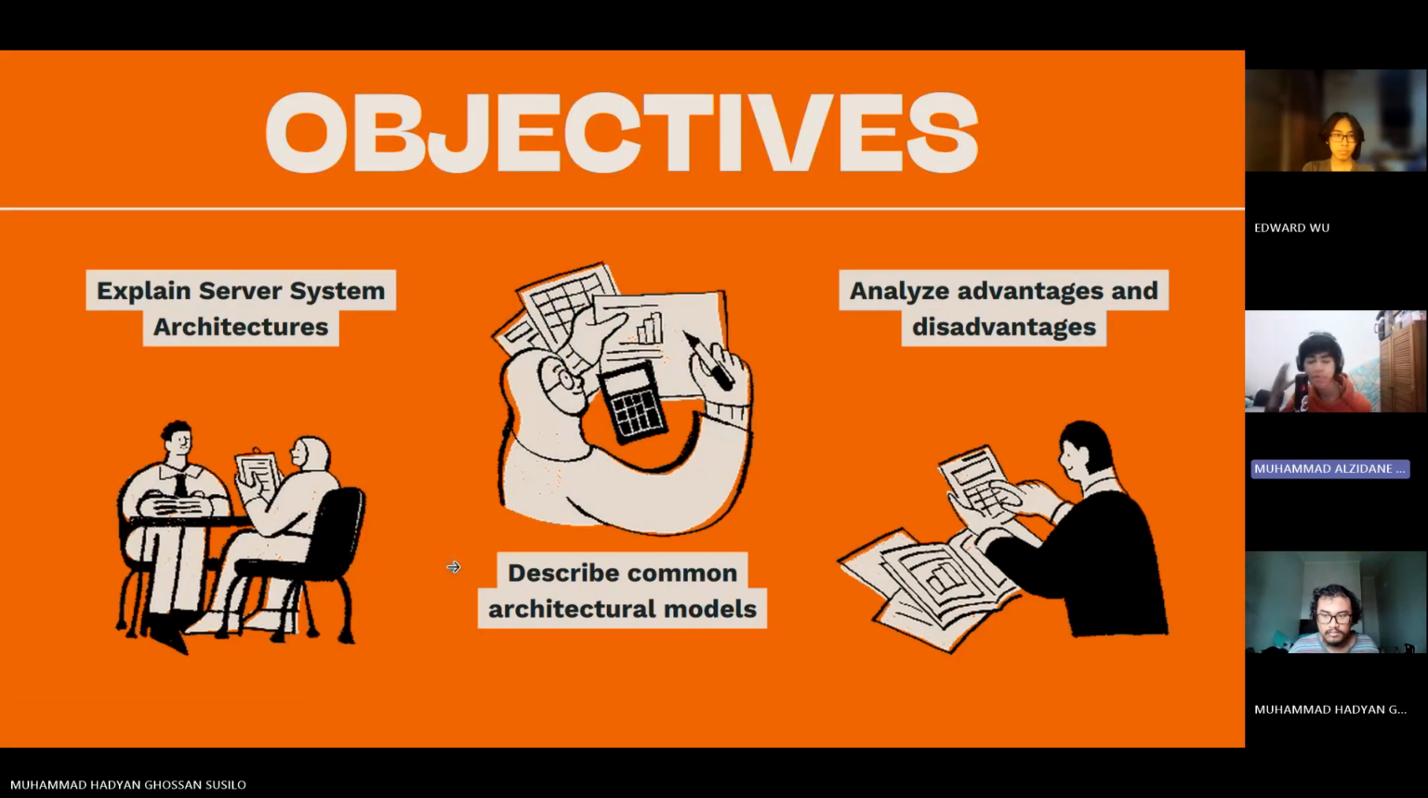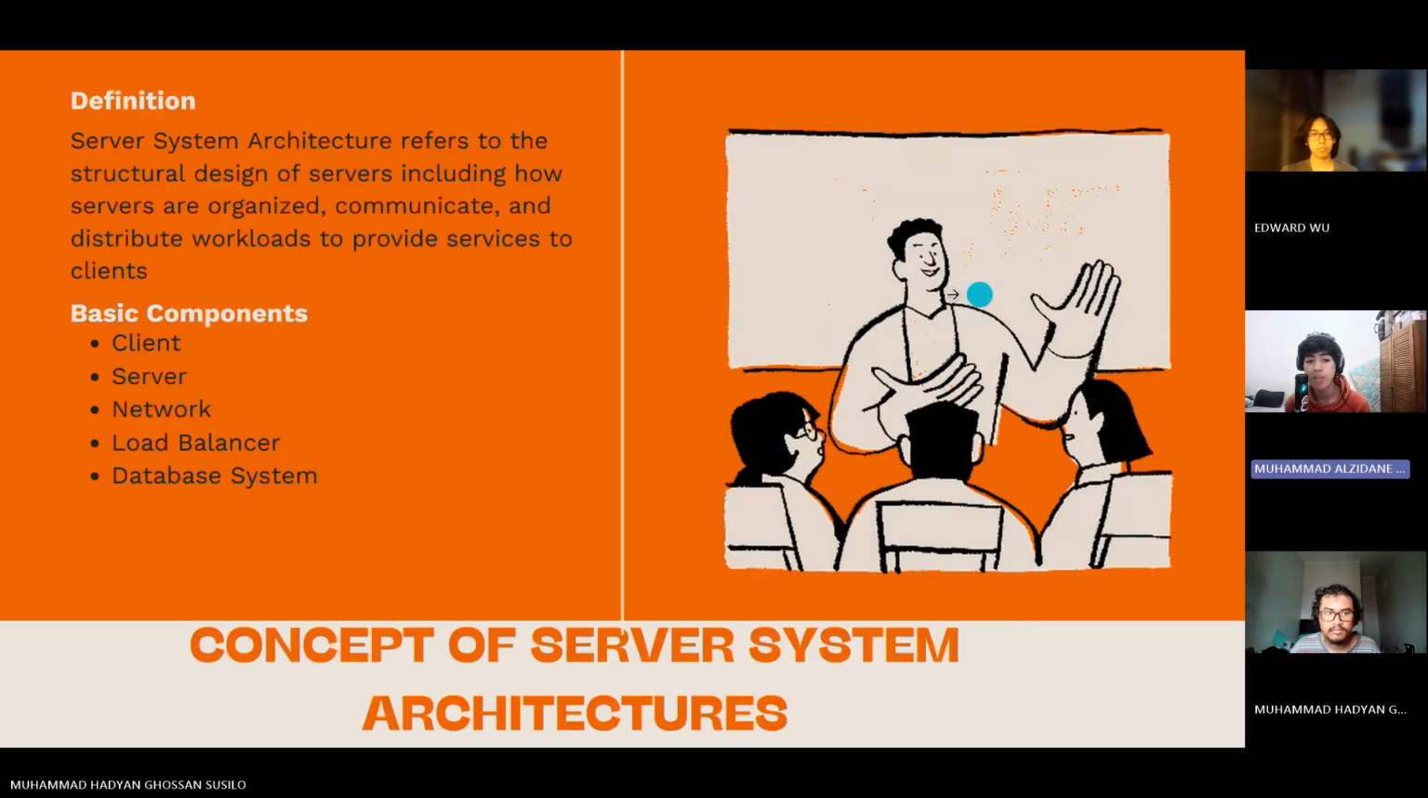So the next part is the concept of server system architecture. The definition is that server system architecture refers to the structural design of servers, including how servers are organized, communicate, and distribute workloads to provide service to clients. The basic components are: the first one is the client, the second is the server, the third is the network, the fourth is the load balancer, and the last one is the database system.